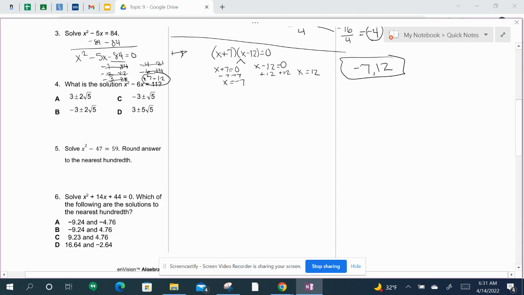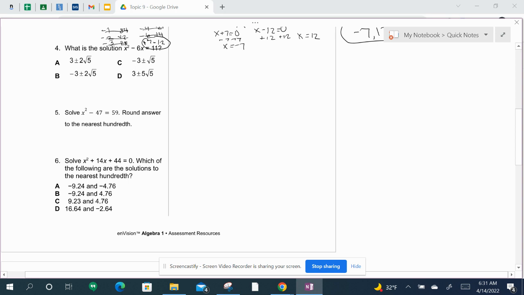All right, coming to number 4, it asks for the solution. Again, guys, when I look at this one, it's not equal to 0. So the first thing I'm going to do is move that 11 over and get x squared minus 6x minus 11 is equal to 0. And then typically I would try factoring here.